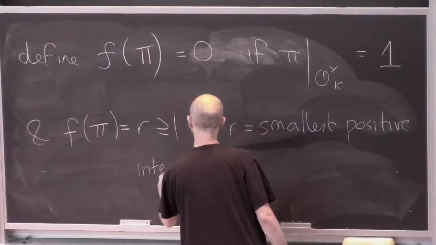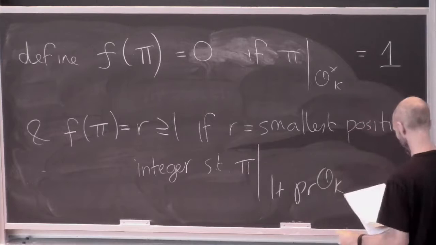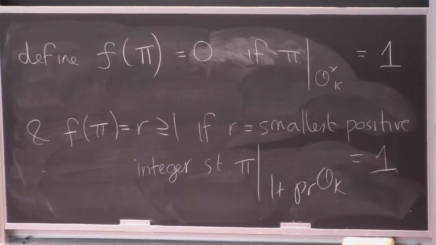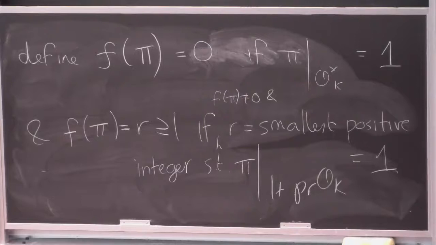If r is the smallest positive integer such that pi restricted to 1 plus p to the power of r... OK. Have I got this right? I think so. It's trivial. So if f of pi isn't zero, right? Yeah, thank you. I wrote that down there because I remembered I'm supposed to put something on the k.